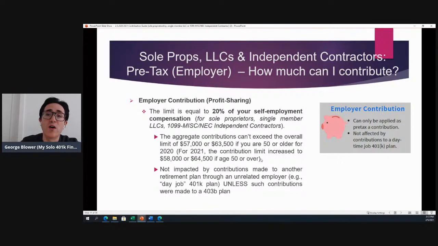Employer contributions are always going to be deposited into the pre-tax sub-account, because employer contributions are always done on a pre-tax basis. You can't make an employer contribution as a Roth contribution.